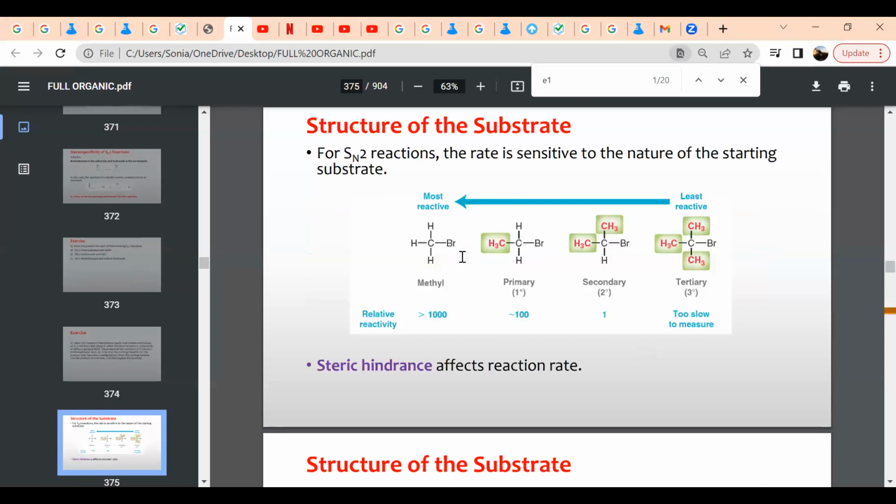Yes, so that's that for SN2. The rate is usually sensitive to the nature of the starting substrate. We have the least reactive being tertiary substrates, most reactive being methyl substrates. You can see how the reaction proceeds, and we can see here below, steric hindrance affects the reaction rate.